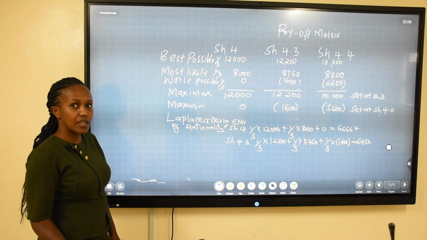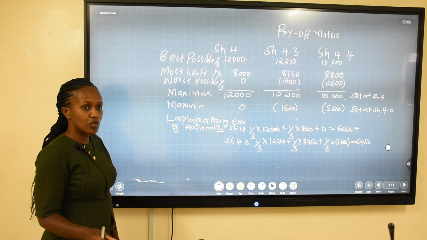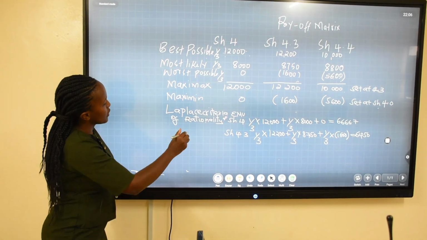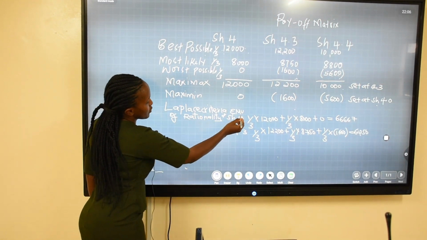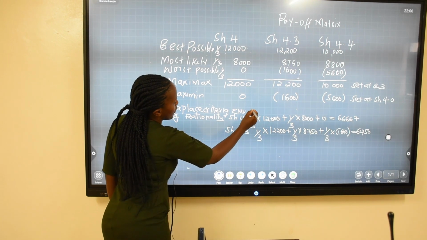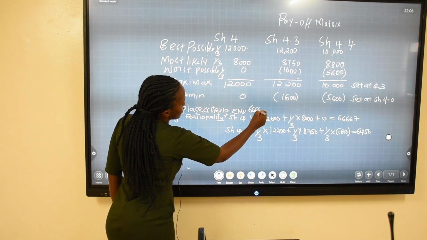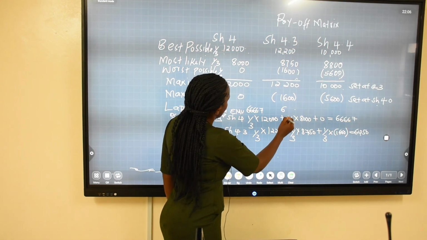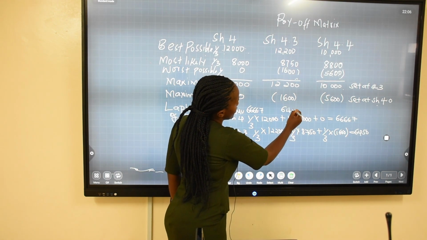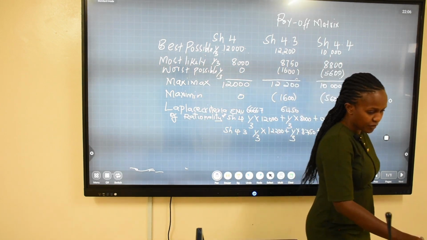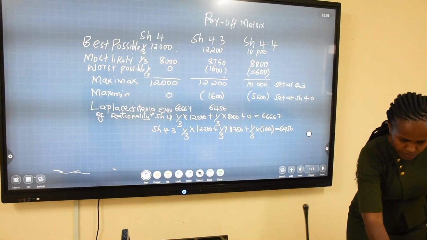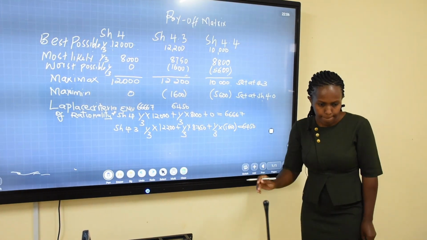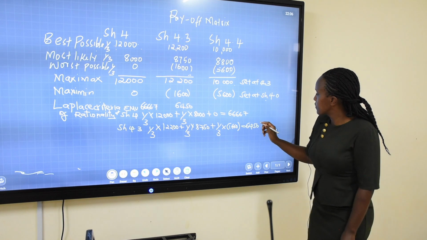And then among those expected monetary values, we are going to choose the best. So we are going to get what we have called EMV. This is what we are going to put here. So we can pick from our working, the EMV here is 6,666.7. And the EMV here is going to be 6,450. And the EMV for the last column is going to be 4,400.